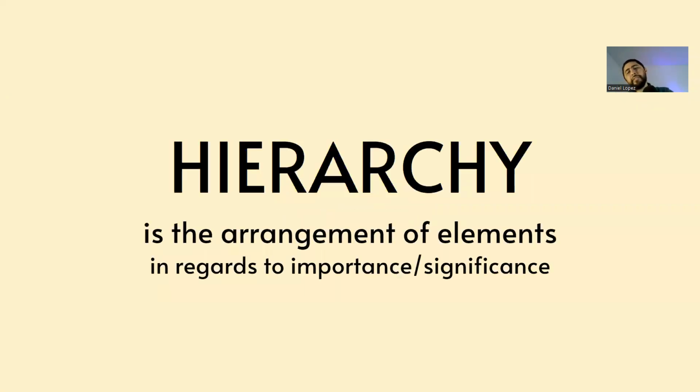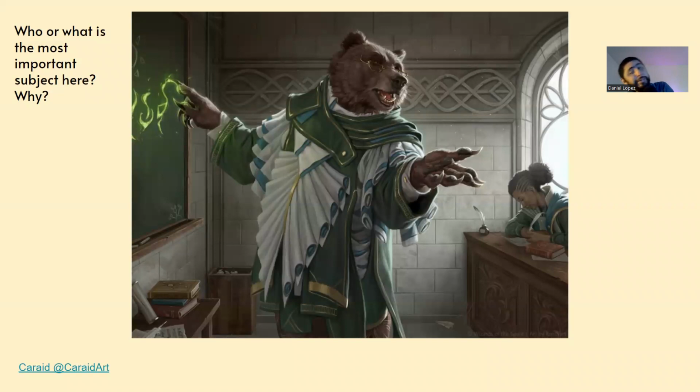Hierarchy. So this is the arrangement of elements in regards to importance and significance. What's the hierarchy here? Well, I'm going to answer it, obviously. It is the bear who has these regal robes on. They're the focus of this composition. They're standing up, whereas we see a student down here sitting down in the background on the side of the frame. So the hierarchy here is kind of obvious, who's the person in charge. Okay, I mean, there's plenty of other indicators as well.